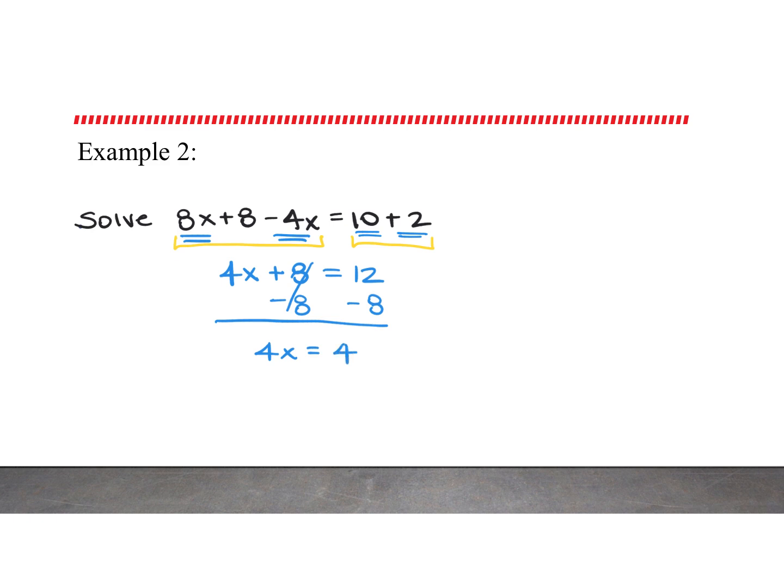Now we get to use that multiplication property of equality. We want this x by itself, so we are going to divide both sides by that 4 in front of the x. So 4 divided by 4 cancels to 1, which leaves us behind just the variable x. And then on the right, 4 divided by 4 is 1.